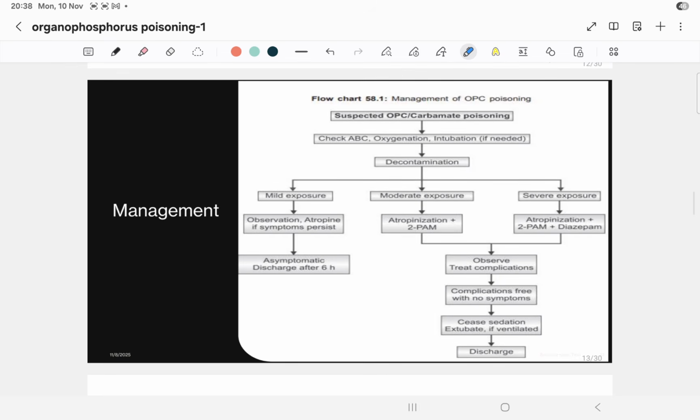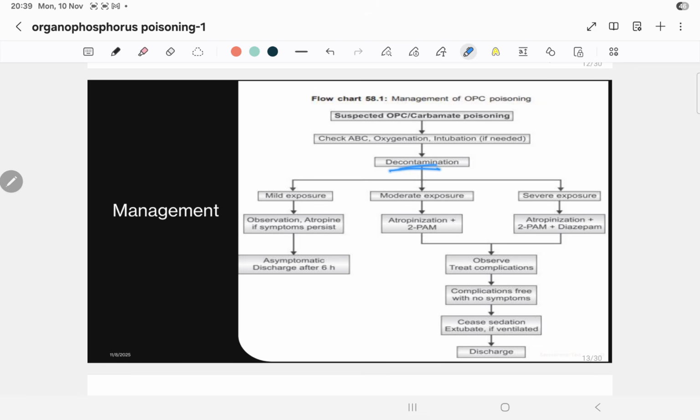Coming to management, if you suspect organophosphorus poisoning, the first thing that you will do is stabilize the patient. You will check ABC, give oxygenation, and intubate the patient if needed. Then you will remove the clothes and decontaminate the patient. One thing important to remember is that when you are decontaminating the patient, as a healthcare provider you need to have double gloves, a gown, and an eye shield. Why? Because organophosphorus can affect you as well. It can be absorbed from the surface of the body. So you need to protect your eyes, your hands, and yourself.